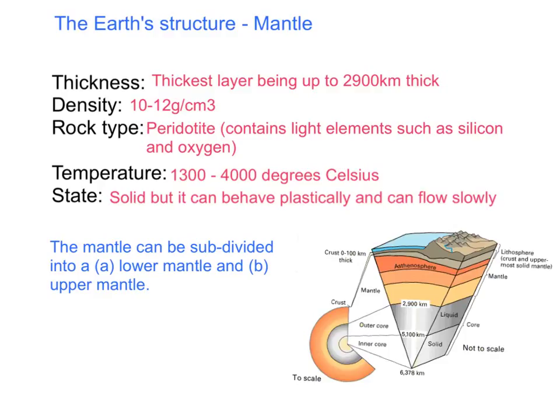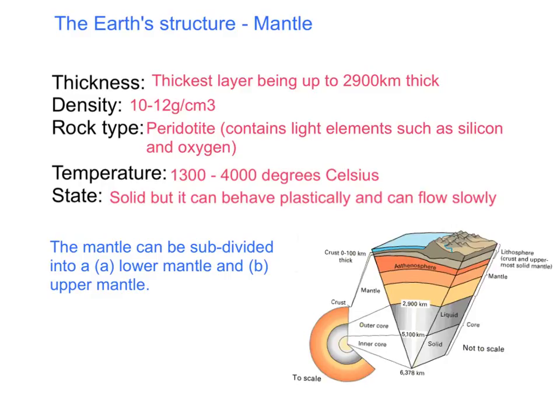The mantle, so I'm just going to give an overview of the mantle generally, and then I'll divide it into the lower and upper mantle. But the mantle has a thickness of about 2,900 kilometres thick, density 10 to 12, the rock type is peridotite, and it's got lighter elements of silicon oxygen.